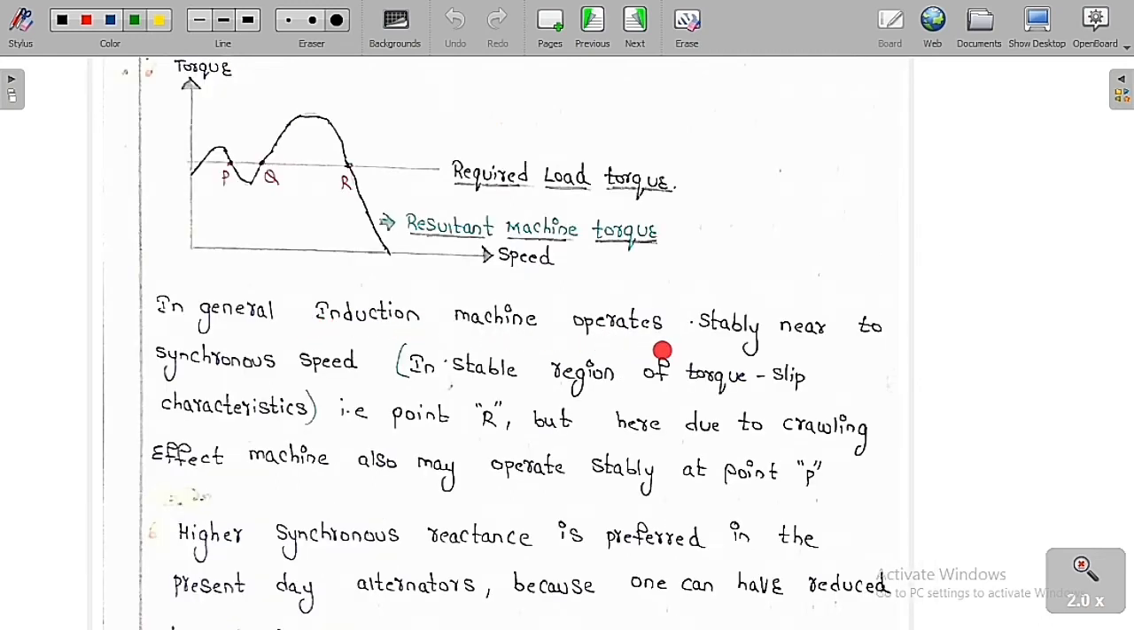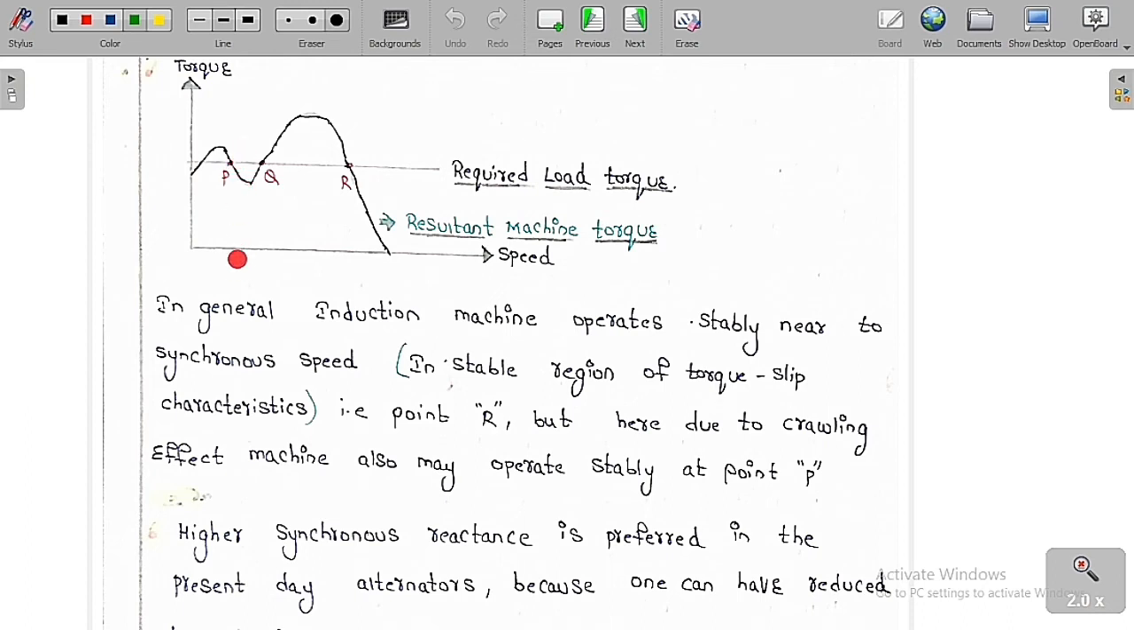The general induction machine operates stably near synchronous speed in the stable region of the torque slip characteristics, that is point R. But here, due to crawling, the machine may also operate stably at point P. I already told you P is a stable point, R is a stable point and Q is an unstable point. The load requires this much torque, and this is the resultant machine torque whenever harmonics are present. Actually the load should operate at high speed across point R, but sometimes it can operate stably at point P also.